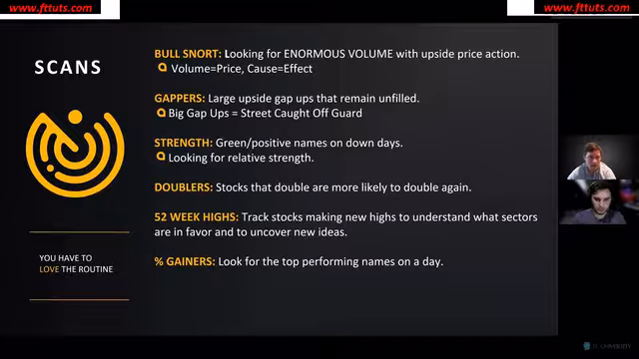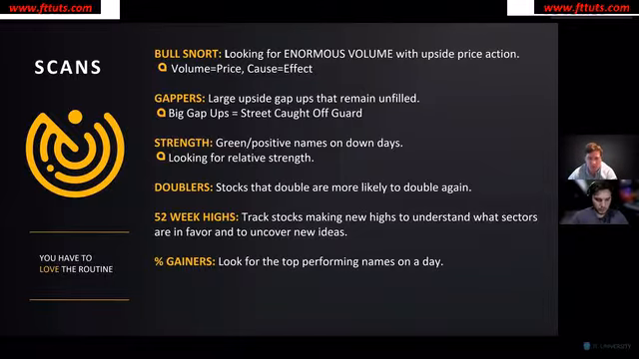Next would be gappers. I love stocks that have huge gap ups that remain unfilled. Most people think gaps fill, and the little gap ups, gap downs, maybe 0.5% or 1% on no news day to day, they often do fill. But big gap ups equals the Street's caught off guard. This is a key thing for me.